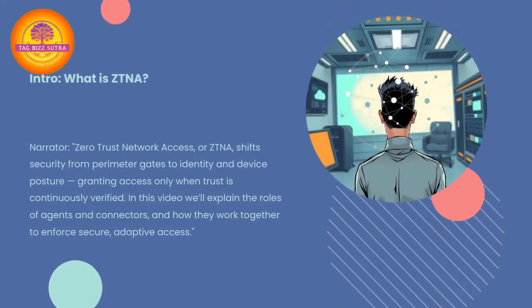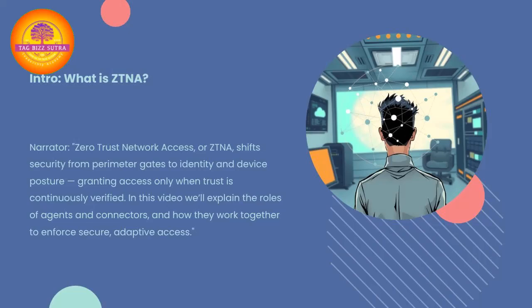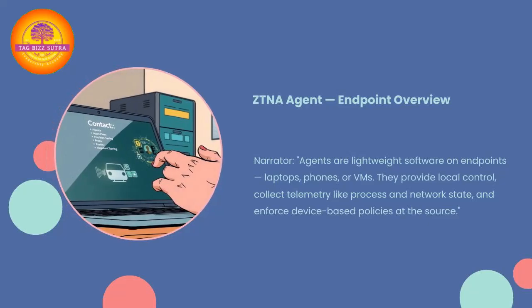Zero Trust Network Access, or ZTNA, shifts security from perimeter gates to identity and device posture, granting access only when trust is continuously verified. In this video we'll explain the roles of agents and connectors, and how they work together to enforce secure, adaptive access. Agents are lightweight software on endpoints, laptops, phones, or VMs.